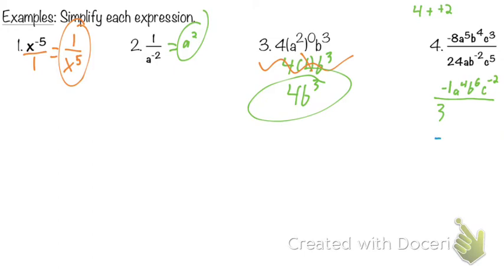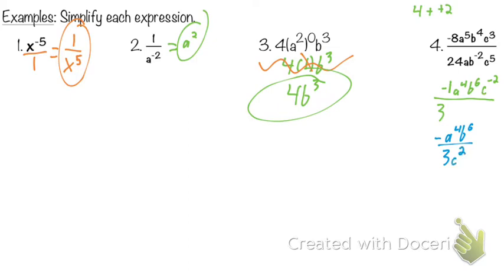Negative. Do I need that 1 there? No, as long as I have the negative. Negative A to the 4th, B to the 6th, over 3 what? Over 3 AC squared. What are we sending downstairs? C to the 2nd.